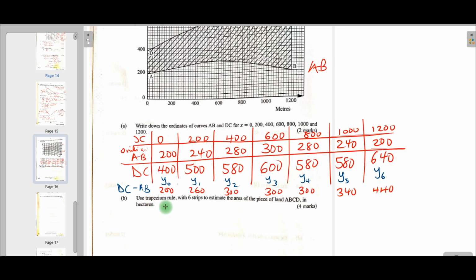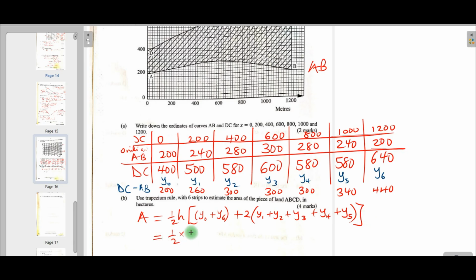So using that trapezium rule, the area using the trapezoidal rule is half the width of each strip, then the bracket, we take the sum of the first ordinate y0 plus the last ordinate, in this case y6, and then plus twice the sum of the other ordinates, y1 plus y2 plus y3 plus y4 plus y5.